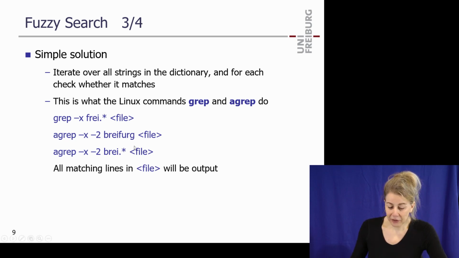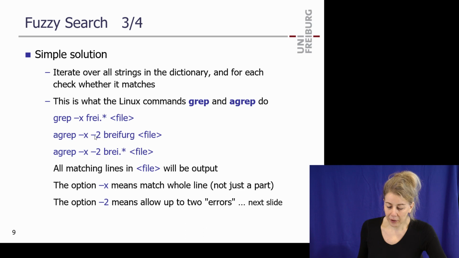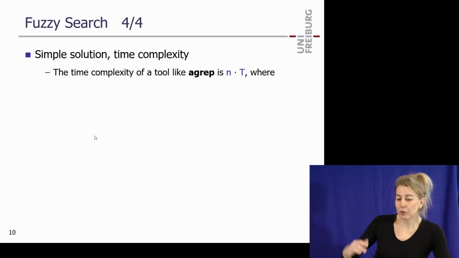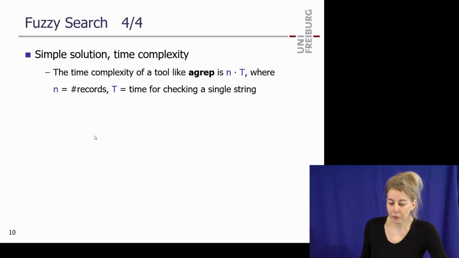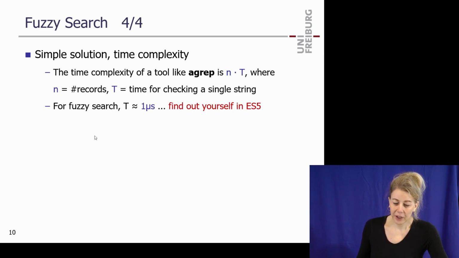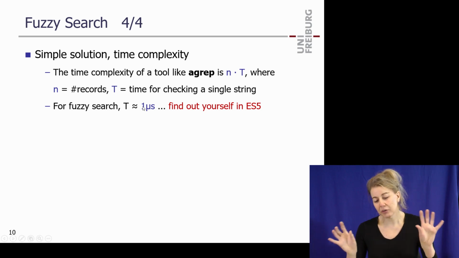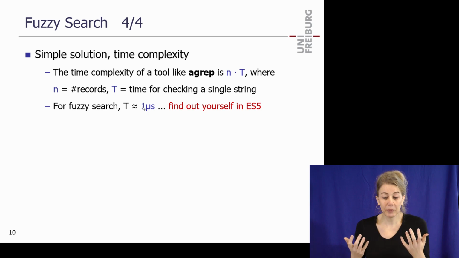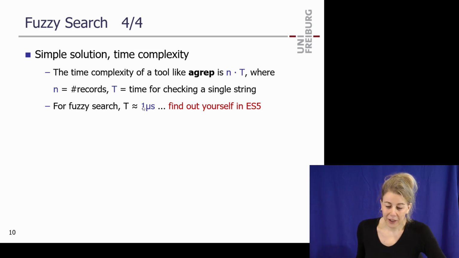So agrep is a tool. All matching lines will be output. This means match the whole word. This means up to edit distance 2, minus x. Okay. So what's the time complexity? You're going through all the lines, and you have to do something for each line. You have to do a check, and you have to do a check with an algorithm, which I will show you next. It will take about 1 microsecond, I would say, to check, depending on how exactly you do it, whether two words are similar up to 2 typos or something like this.